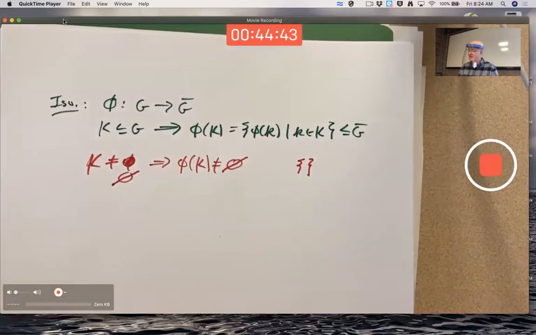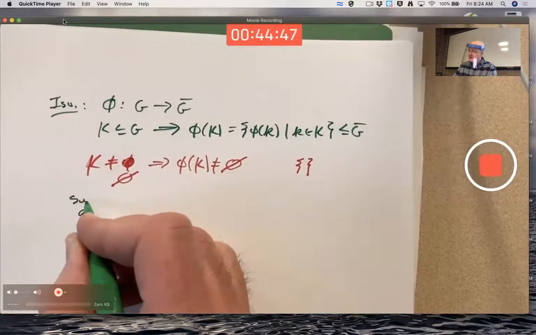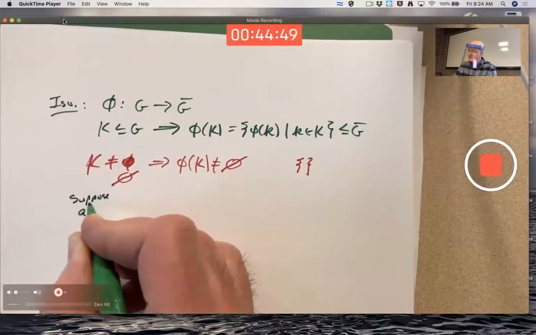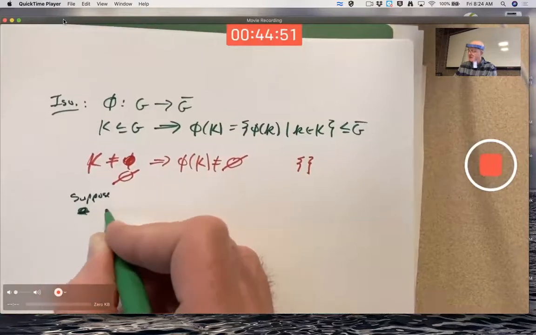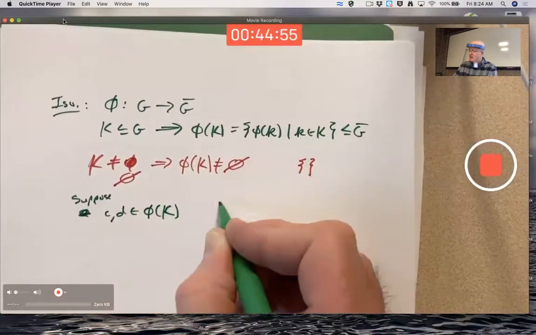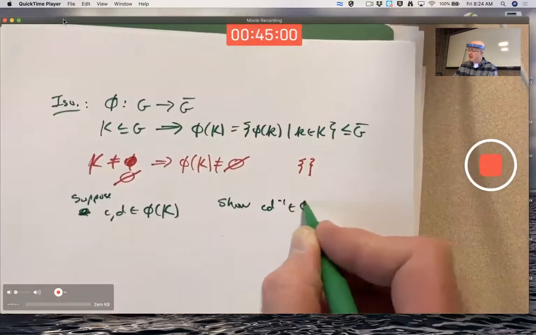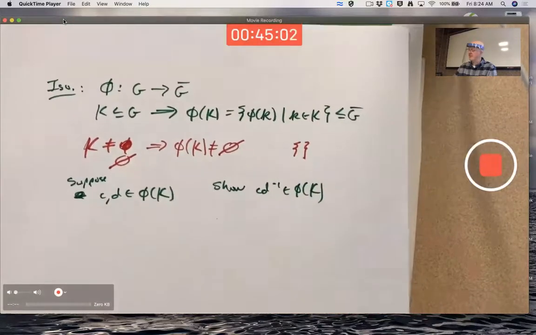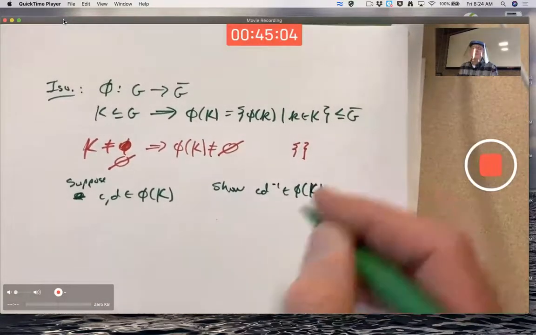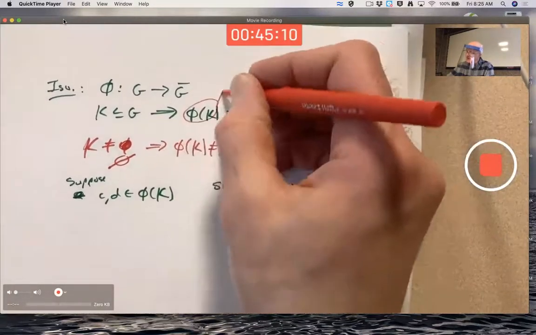All right, let's try the one-step subgroup test. Suppose you've got two elements, so I guess I should call them C and D, in phi of K. Show C times D inverse is in phi of K. You've got to use what it means to be in this phi of K. This direct image, again, is what it's called. Direct image of K under phi.